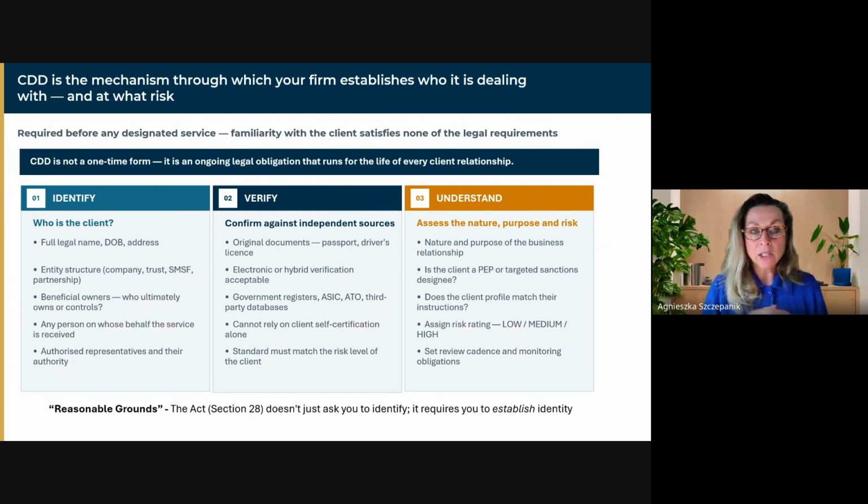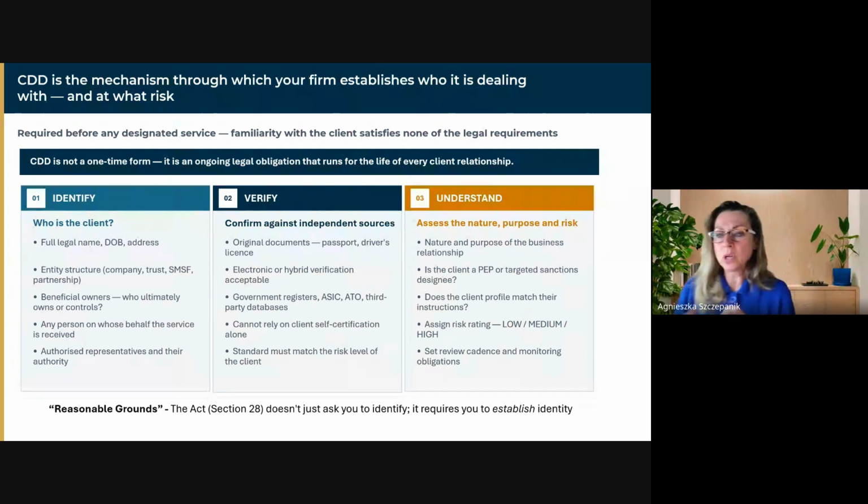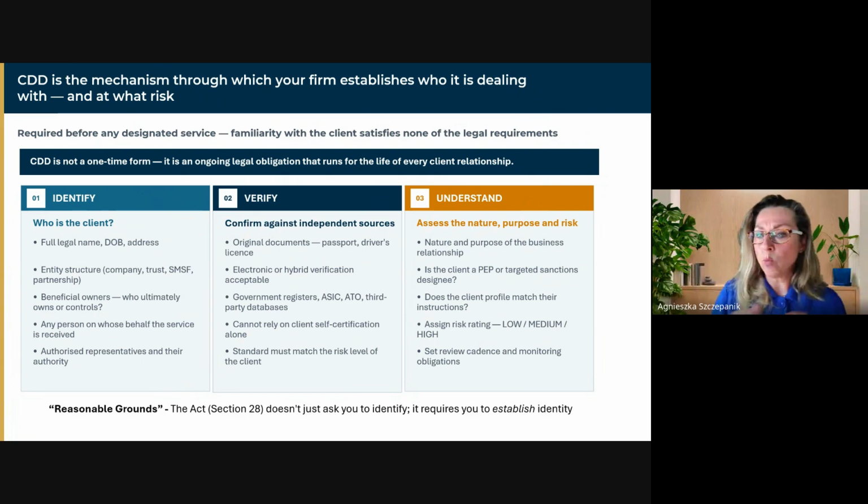So it's not a one-time obligation. It continues throughout the life of your relationship with your customer. There is initial due diligence and ongoing due diligence. But the key thing that you need to understand is there are 3 parts to it. 1 is identify, 2nd is verify, and 3 is understand. So who is the client? Are they who they say they are? And then why are they coming to you, and who actually are they? What is the nature and purpose of their relationship with you, and why they're getting the designated service through you?